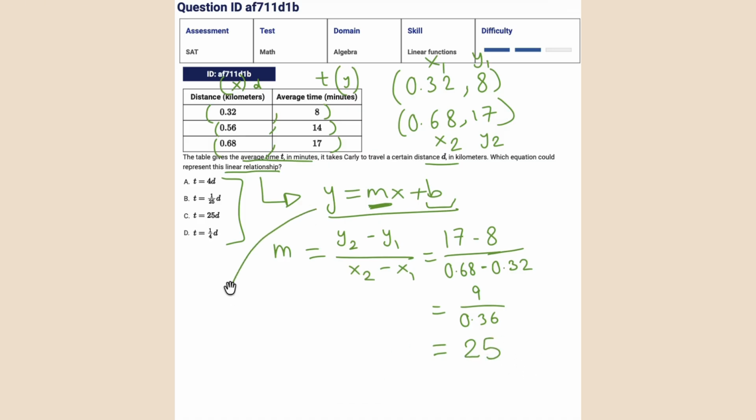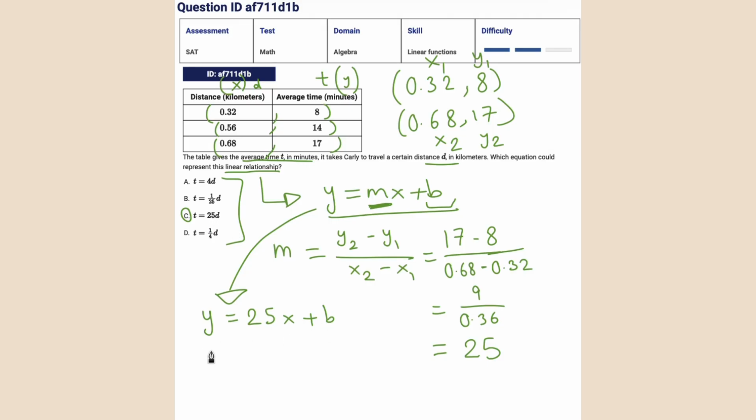So now let's reconstruct this one. y equals 25x plus b. As you can see here, we don't have any y-intercepts here, which means that b is actually 0. I'll show you that in a bit, but this is our answer, as it's the only equation with the slope 25.